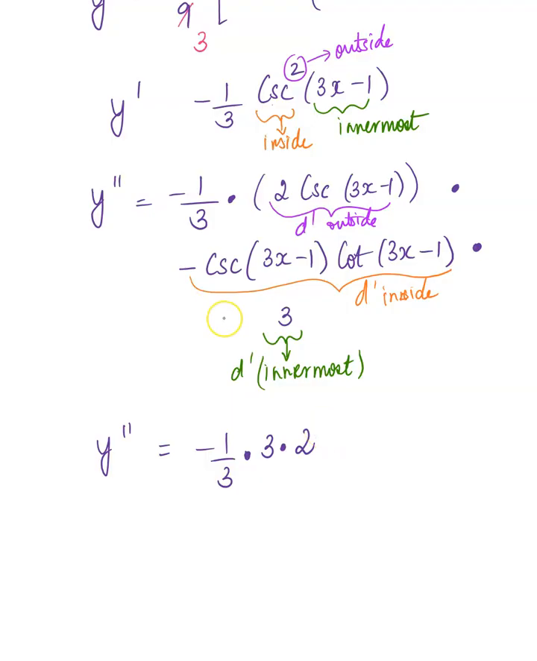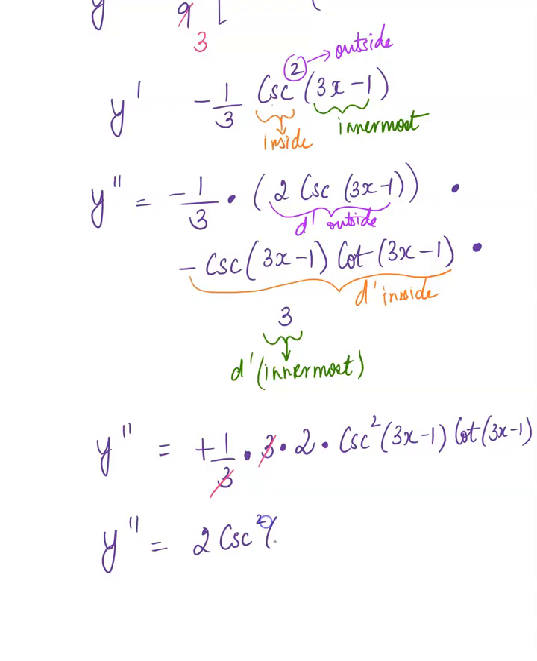Okay, I'm collecting all the numbers. Okay, the sign negative and the negative makes it positive. And then I have to collect all of these, right? So I have a cosecant 3x minus 1, cosecant 3x minus 1. So why not write it as cosecant squared 3x minus 1? Everything was matching. And then we have the cotangent 3x minus 1. The 3's here cancel off. Second derivative of y cleans up as 2 cosecant squared 3x minus 1 cotangent 3x minus 1. That'll be the answer.